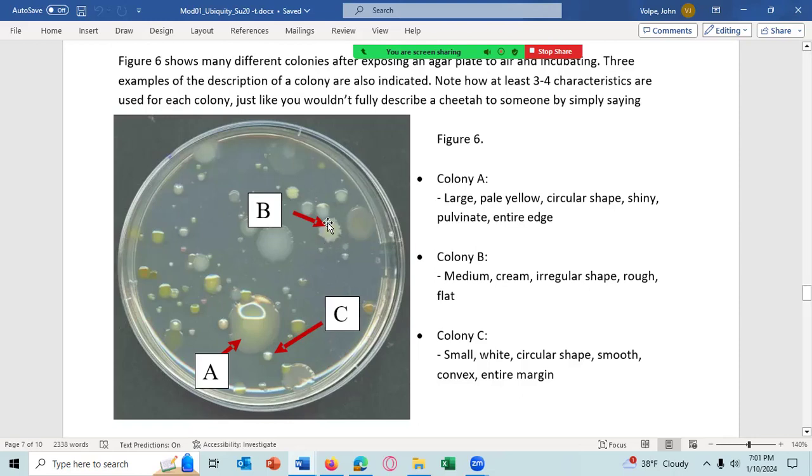And that says flat. I can't tell that either. Convex, colony C. Like I said, these all look flat to me, but that's because we're looking at them from on top. For the elevation, you need to look at it from the side.